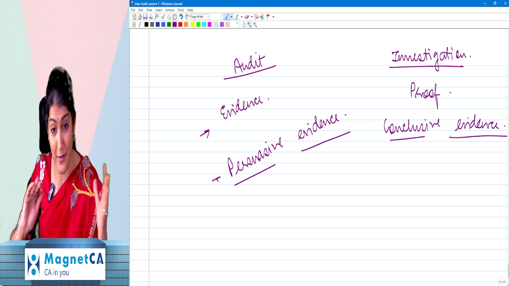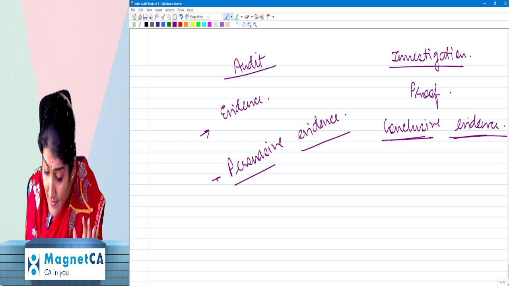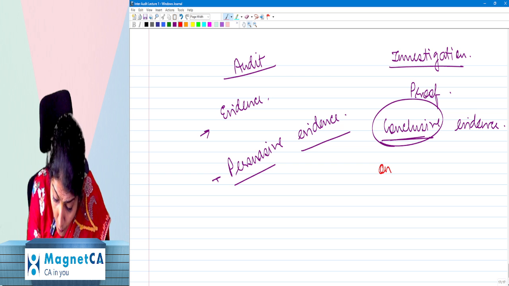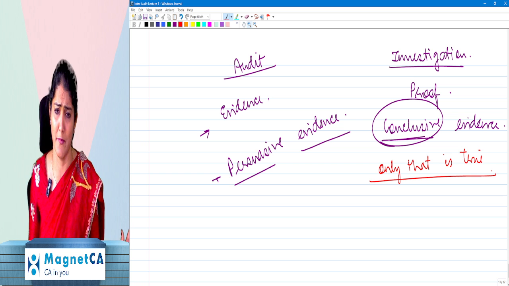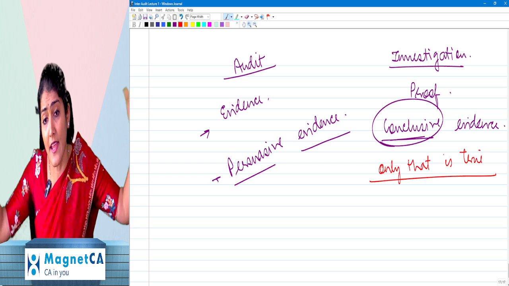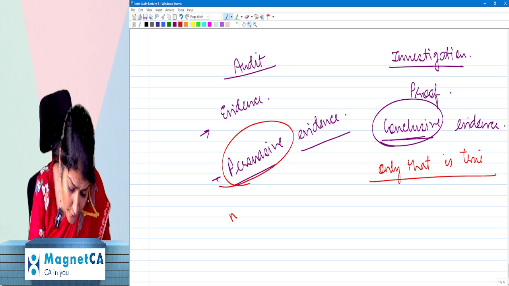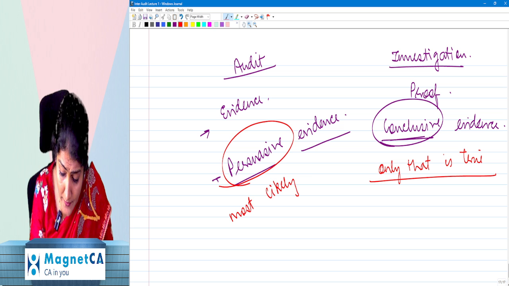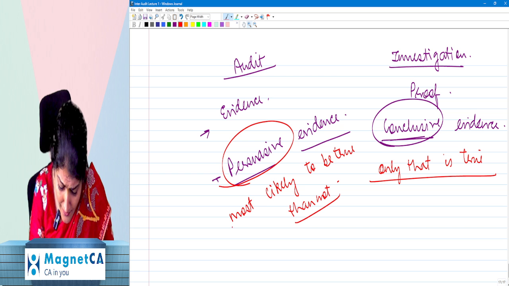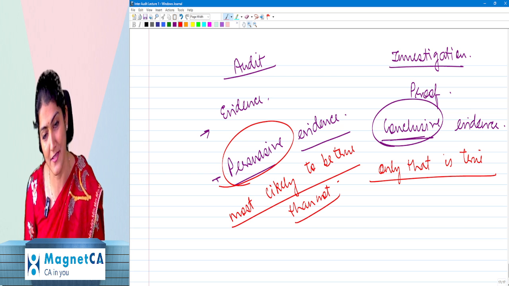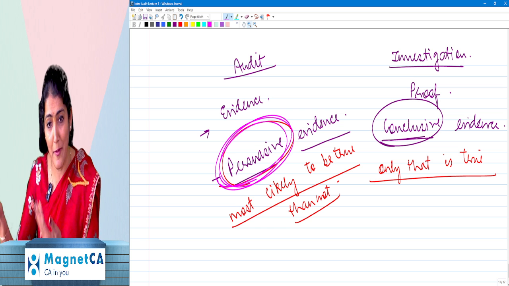So that is like conclusive. It's done and dusted. No more discussions about it. It's full and final. What does conclusive mean? Only that is true, and any other possibility is ruled out. This is the reality, nothing else. Whereas persuasive, look at the beauty of the terms. What does it say for persuasive? Most likely to be true than not. What a wonderful definition. Most likely to be true than not. You understand? So to persuade someone, you might have persuaded people, or people might have persuaded you.